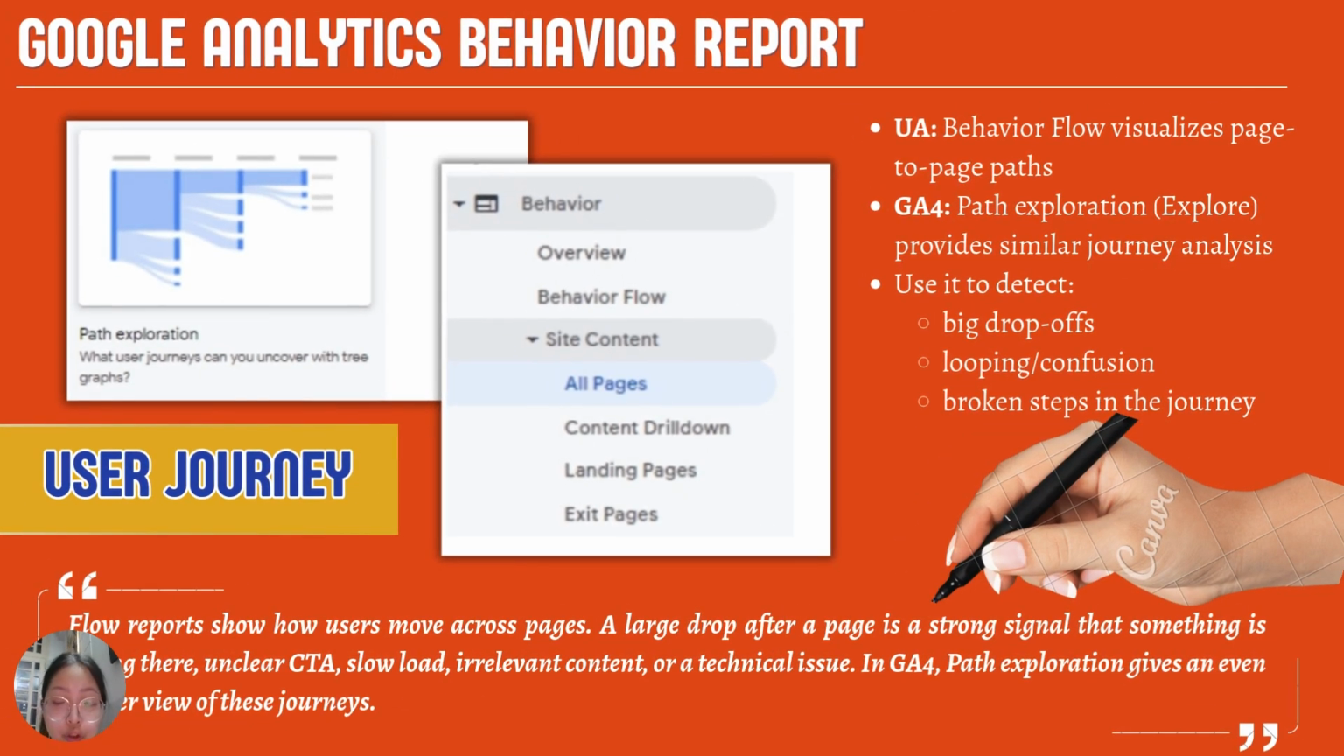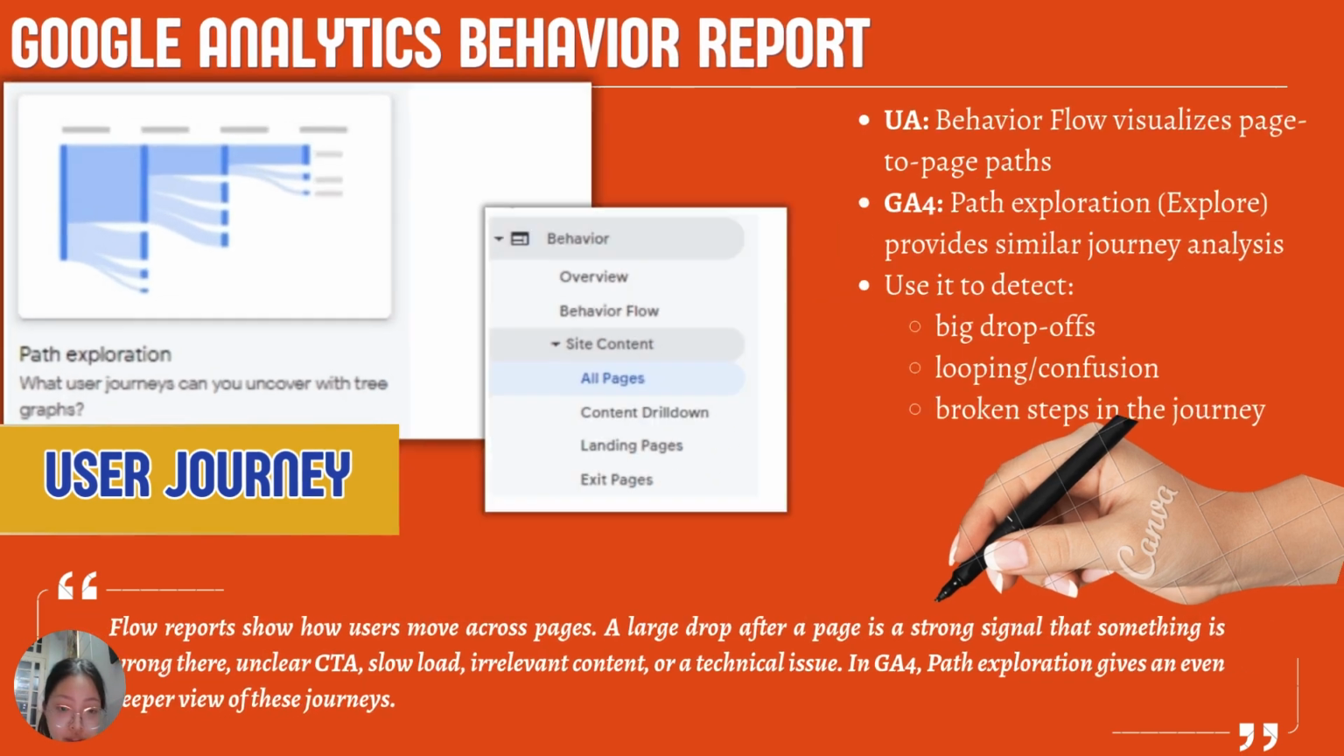Next is for the UA, the behavior flow visualizes page to page path. So for GA4, the path exploration provides similar journey analysis. This used to detect first big drop offs. Next is looping or confusion and the broken steps in a journey. So the flow reports show how users move across pages. A large drop after a page is a strong signal that something is wrong here. Unclear CTA, slow load, or irrelevant content.